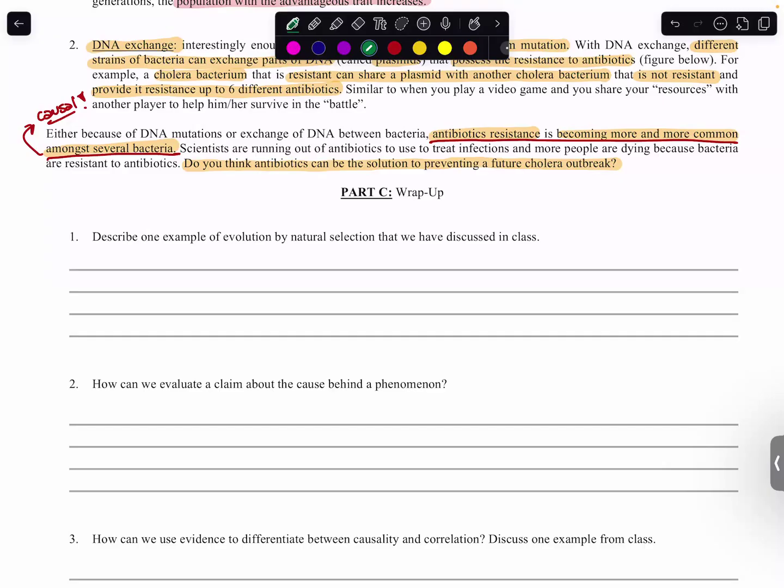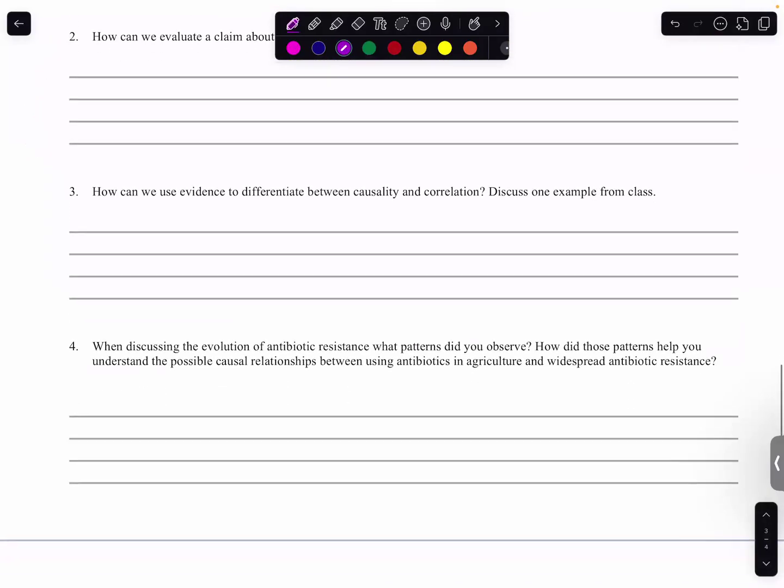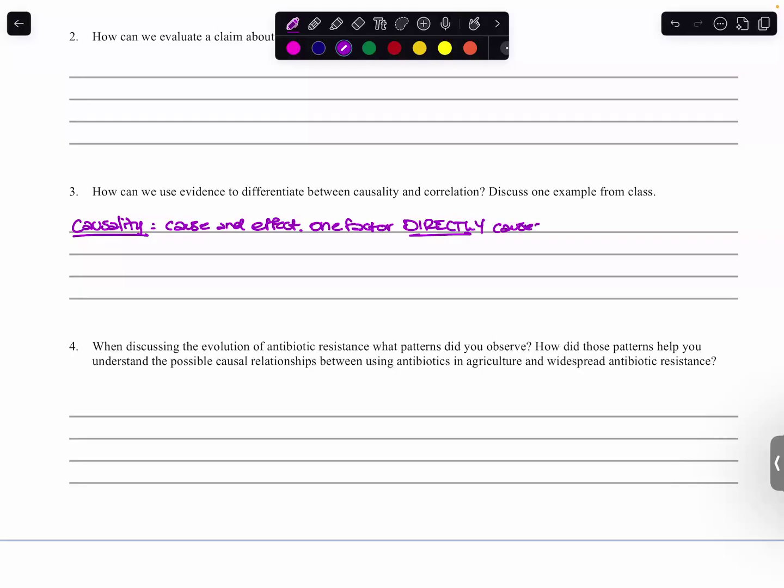So I'm not going to give you the examples, but I'll help you out with a working definition of causality and correlational, which we've been highlighting a lot. So causality just means cause and effect. One factor directly causes the effect, right? Which is the outcome. Right? And then below that, you can put your example.